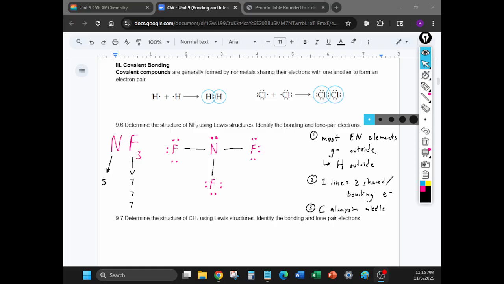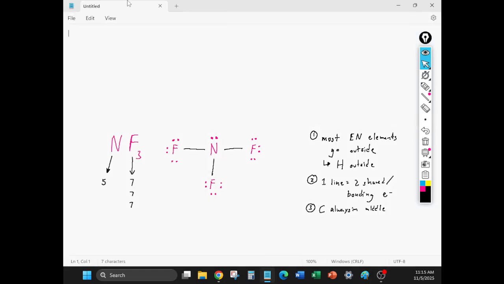Alright, so let's do CH4. Let me pull up the blank screen again so that we have our rules handy. But let's start with C. How many valence electrons does C have? 4. Okay, and what about hydrogen? They have 1 each, right? So 1, 1, 1, 1. Now if you remember, based on our rules, what element's going to go on the inside? C. So C goes in the middle, and then the H's are going to surround C.